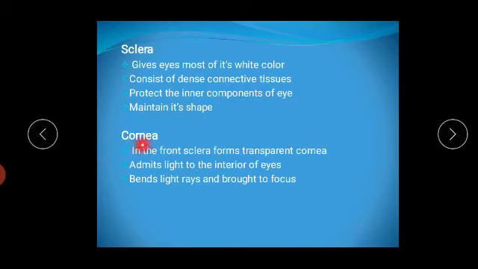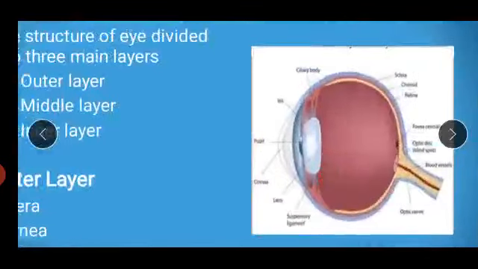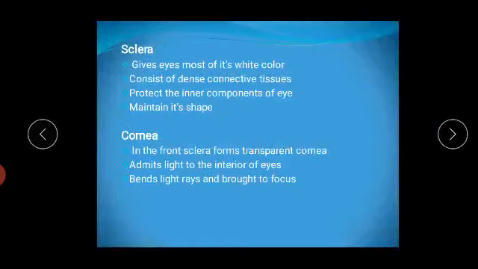Now the cornea. In the front, sclera forms the transparent cornea. You can see from the diagram, here is the sclera and it goes in the front, it forms a transparent portion called the cornea. It admits light to the anterior of the eye, bends light rays and brings them to focus so that the image will form.